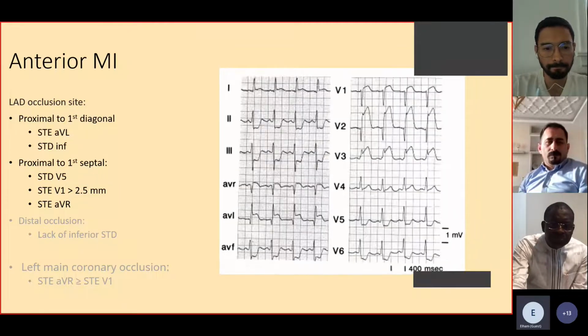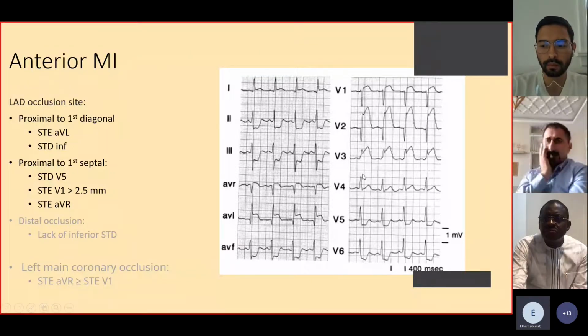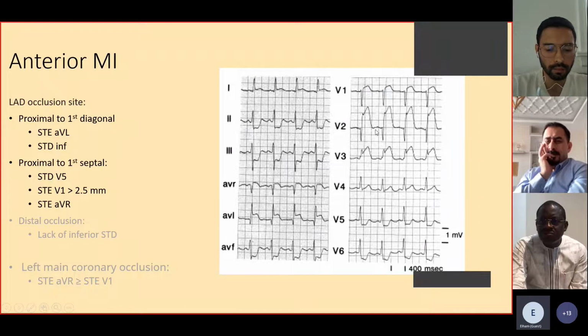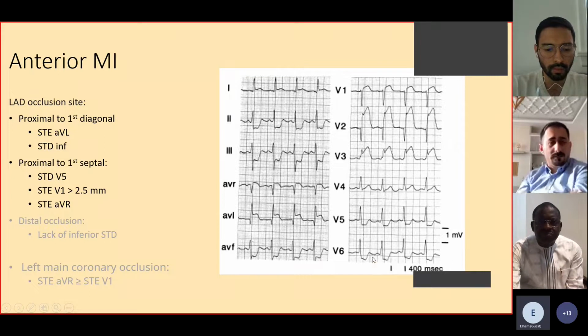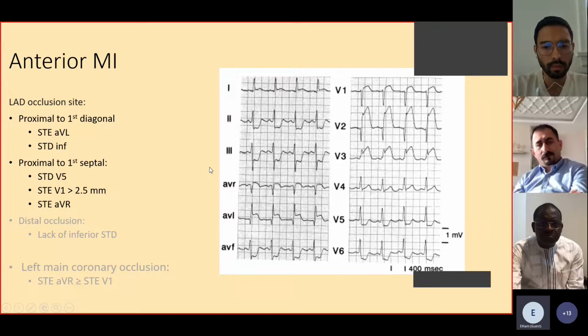And if the occlusion happens before both of them at the origin of the left anterior descending artery, we will probably see all the features of both occlusions. For example, as in this ECG, we will have ST elevation in at least 2 contiguous precordial leads, and also ST elevation in V1 and ST depression in V5 and V6, which are for occlusion of the septal branch. We also have ST elevation in the lateral leads I and aVL, which are mostly affected in high lateral MI by the diagonal branch, and also reciprocal ST depression in the inferior leads.